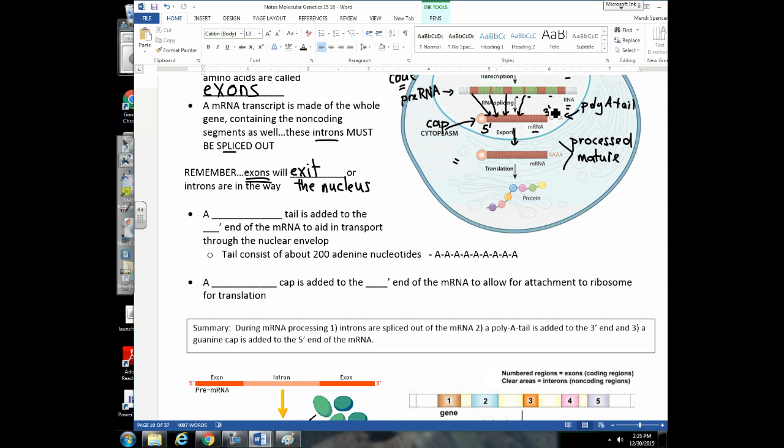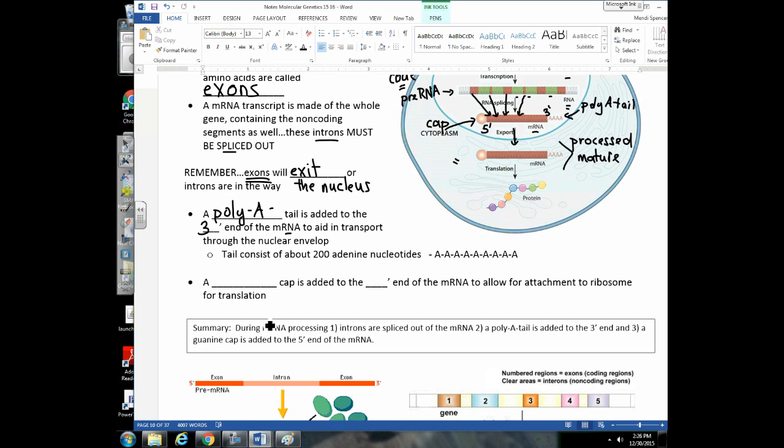So basically 3 things have to happen to mRNA to process it. We have to splice out the introns, we have to put a guanine cap on the 5' end, and we have to add a polyadenine tail to the 3' end of the mRNA molecule. Let's indicate that. A polyadenine tail is added to the 3' end of the mRNA. And the reason why this has to happen is because the polyadenine tail helps the mRNA leave the nucleus. It helps it get through the pores or the openings in that nuclear envelope.